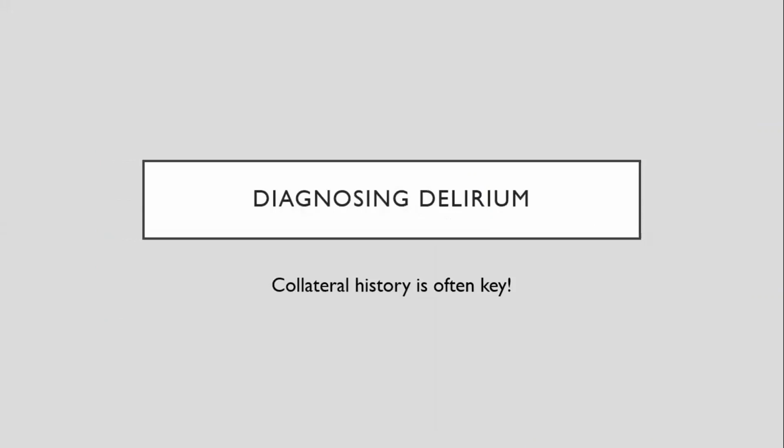So how do we diagnose it? Collateral history is often key. Unless you've met this patient time and time before, often we don't know what they're like normally. There may be the very obvious person who's trying to get out of the ward, who's trying to hit the carers, who's very agitated, and it may be more obvious in them, but we just don't know what people are like outside of hospital. So collateral history is often key.